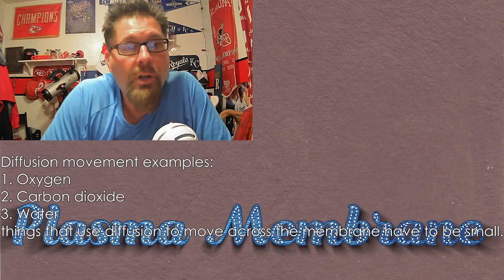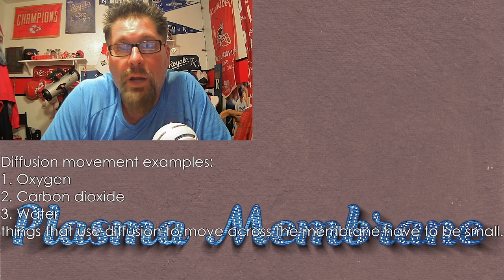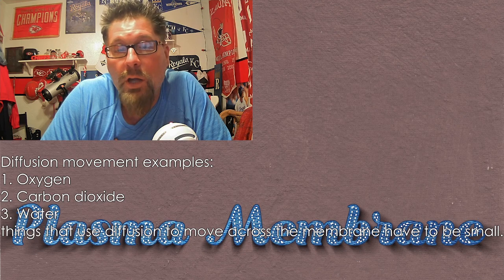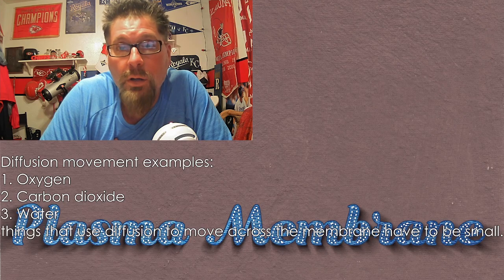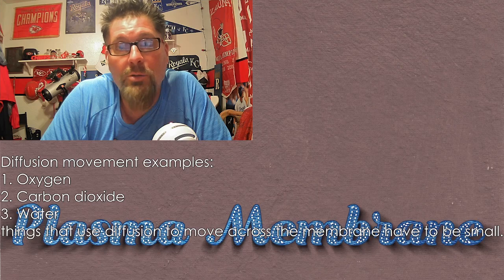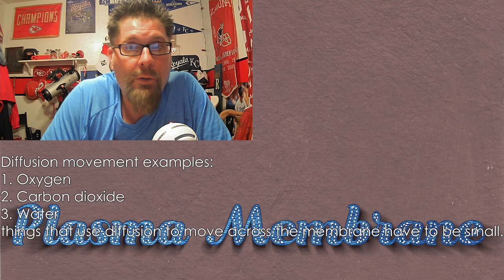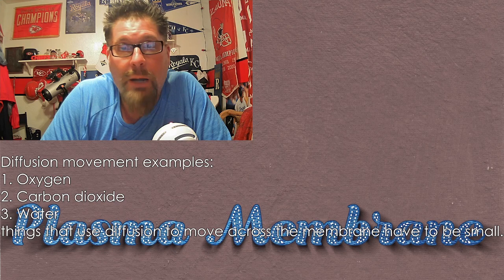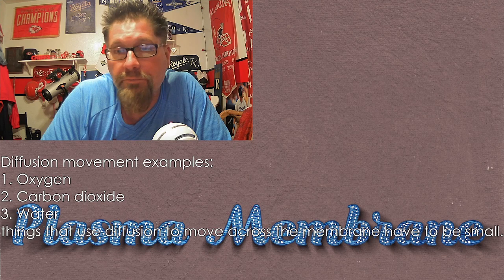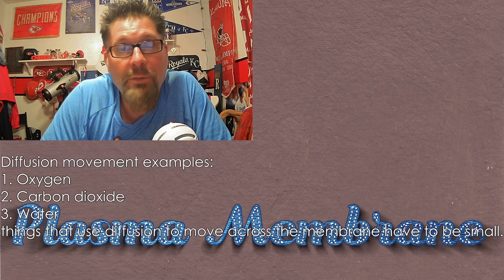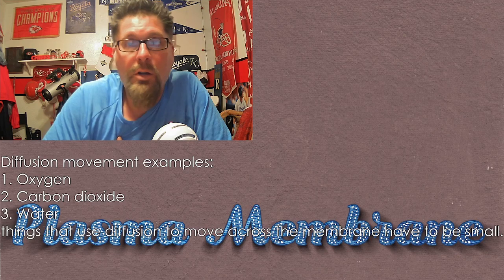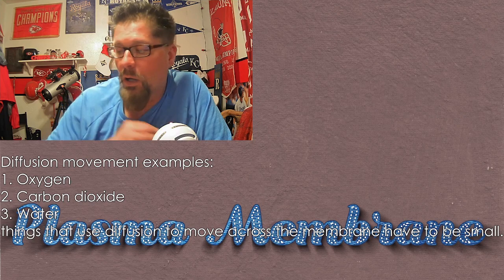Now, as we mentioned in the last video, they have to be small, super small. And here are some examples of things that use diffusion to move. Oxygen would be one. Carbon dioxide, of course, is trying to get out. If you're not familiar with how we get carbon dioxide in our cells, it's a byproduct of cellular respiration, so we simply have to get rid of that. And of course, water can as well. But things that use diffusion have to be small, super small, to squeeze through the tails.